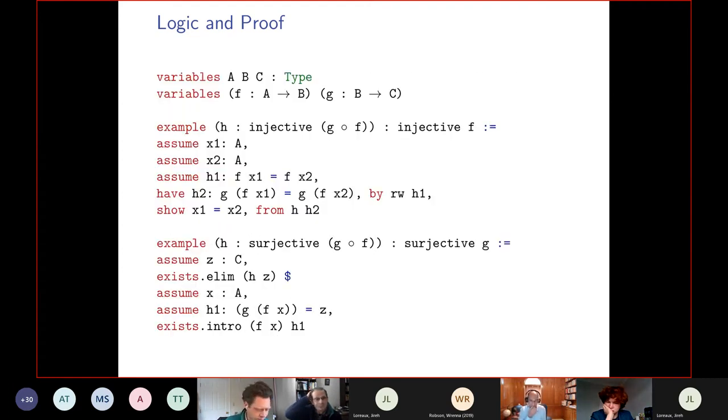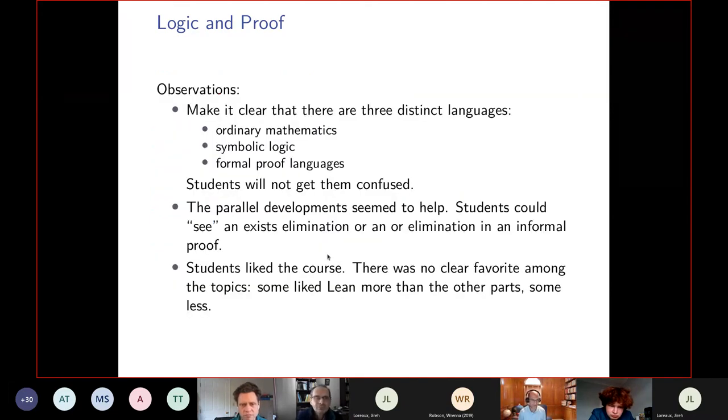But the point is that you can do exactly the same thing in Lean. Let x1 and x2 be elements of A. Suppose f of x1 is equal to f of x2. Then g of f of x1 is equal to g of f of x2, just by using the previous fact. And then x1 is equal to x2 by injectivity. So this is also a student exercise, something that they're expected to do in Lean. And there's a corresponding one for surjective functions.